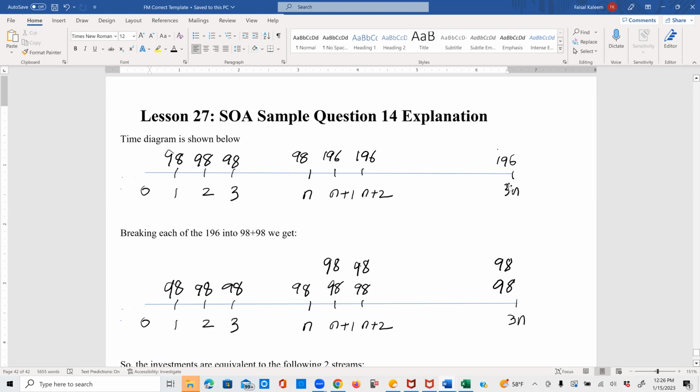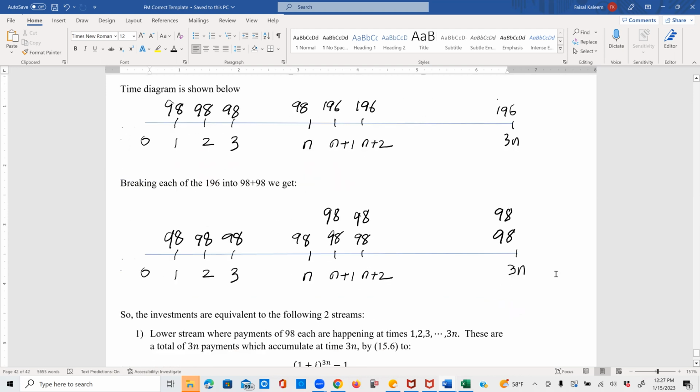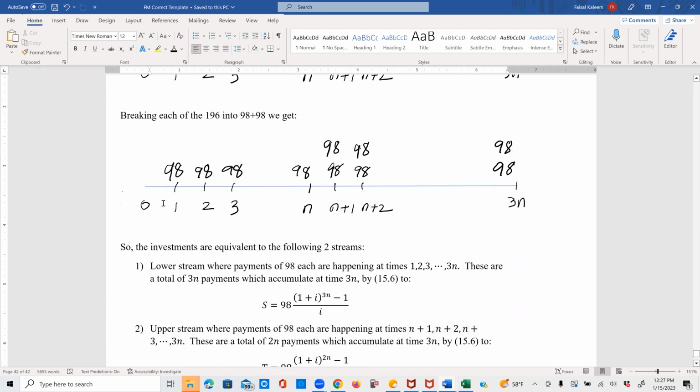These are 196 each. So the easiest way to do this is to break this second stream of 196 into 98 plus 98. Up to n, we had deposits of 98. And then from there on, we had 98 plus 98, and the next year also 98 plus 98, all the way up to 3n. The advantage of doing this is that now we can treat the stream in the bottom row as one single stream of 98 each, and these are 3n payments.